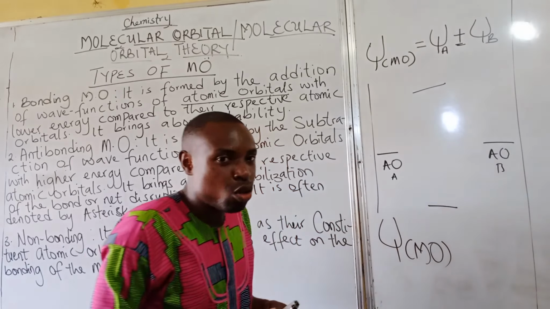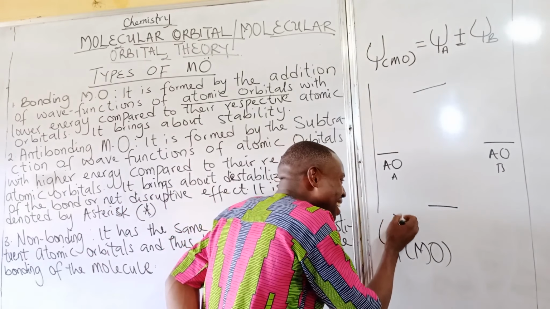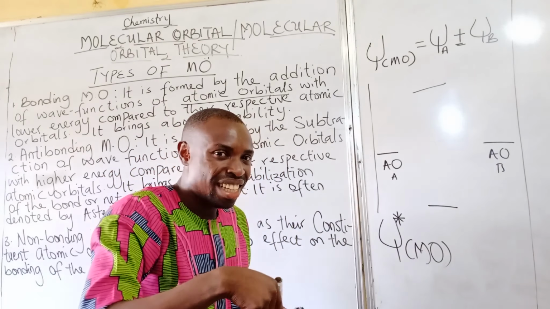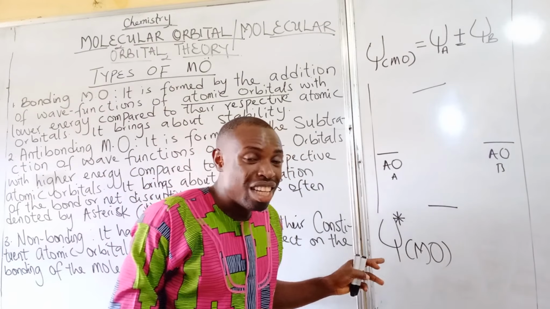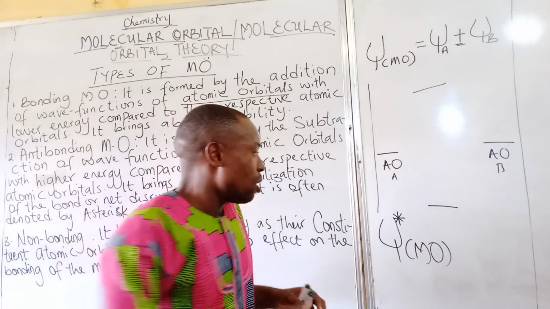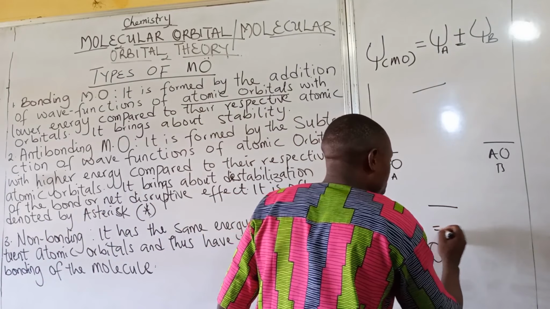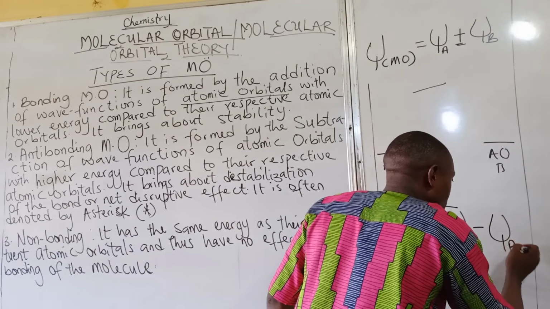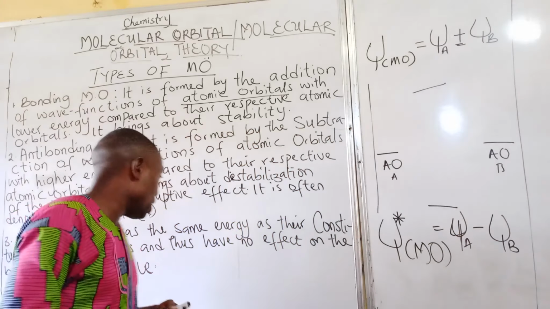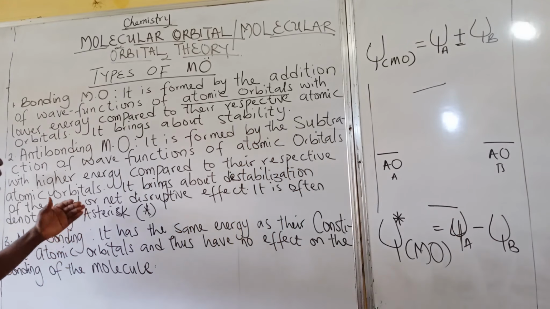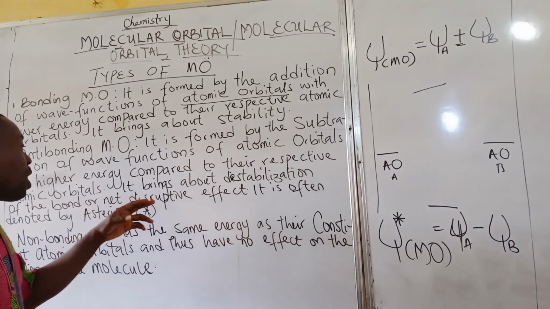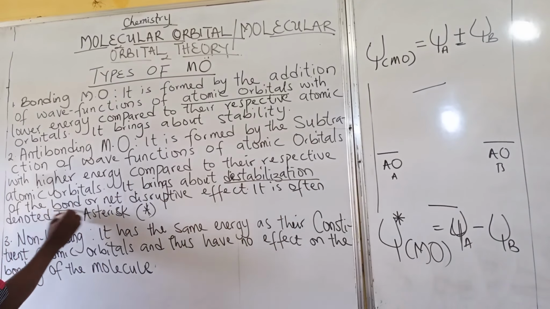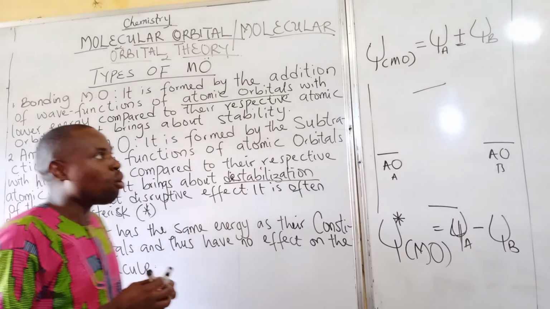See it now. And please take note, we use the asterisk sign to indicate that what we are working on is under the anti-bonding. So here becomes what now? Minus. That is how it is. Then we have said that it has a net what now? That it brings about the destabilization of the bond, or net disruptive effect.